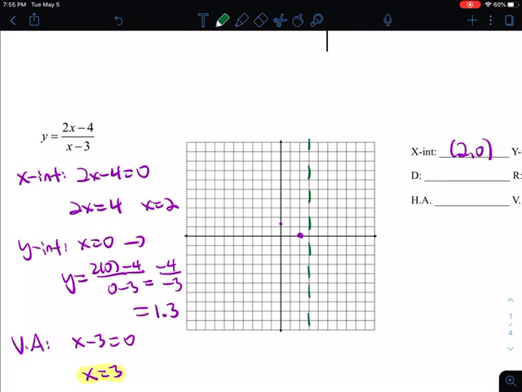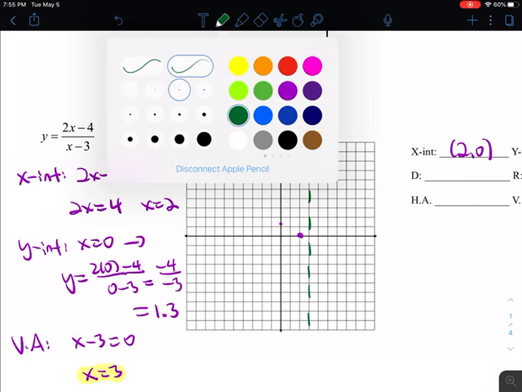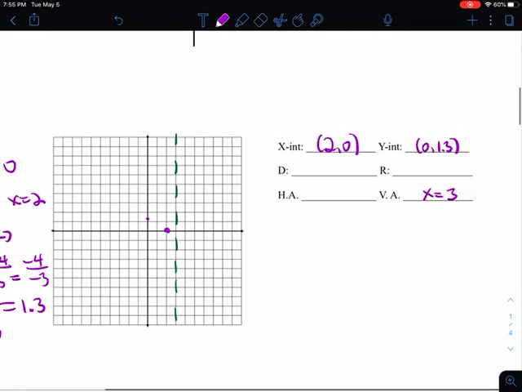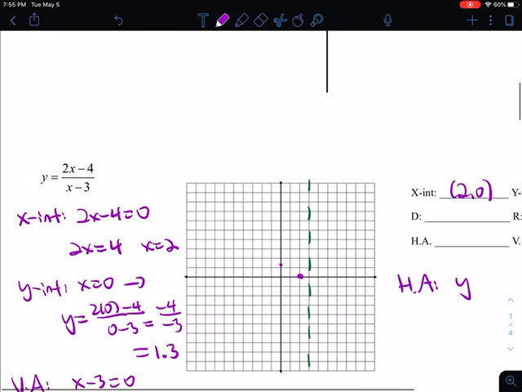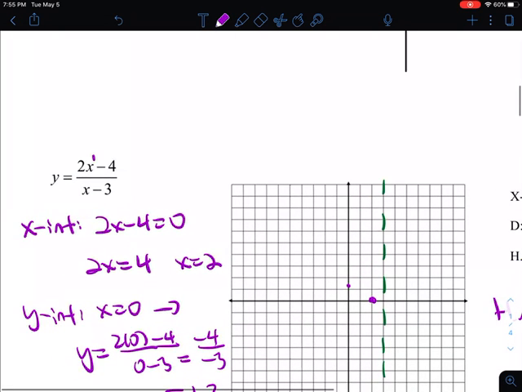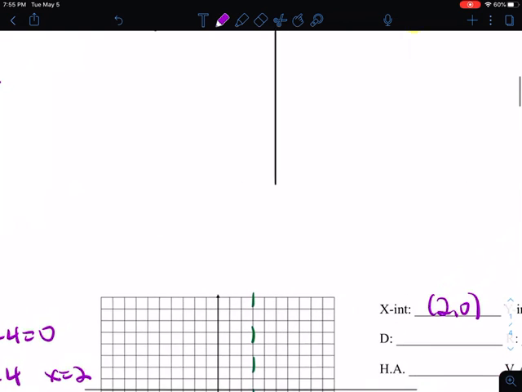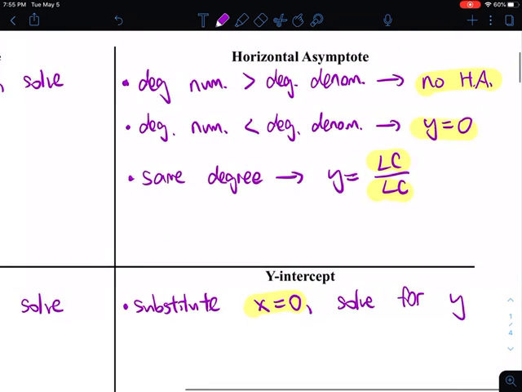So that's why we have a vertical asymptote there. Okay, and then let's move on to our last key feature, which is horizontal asymptote. And then we will look at the degrees. So the degree on top is 1. The degree on the bottom is also 1. What happens if they're the same?